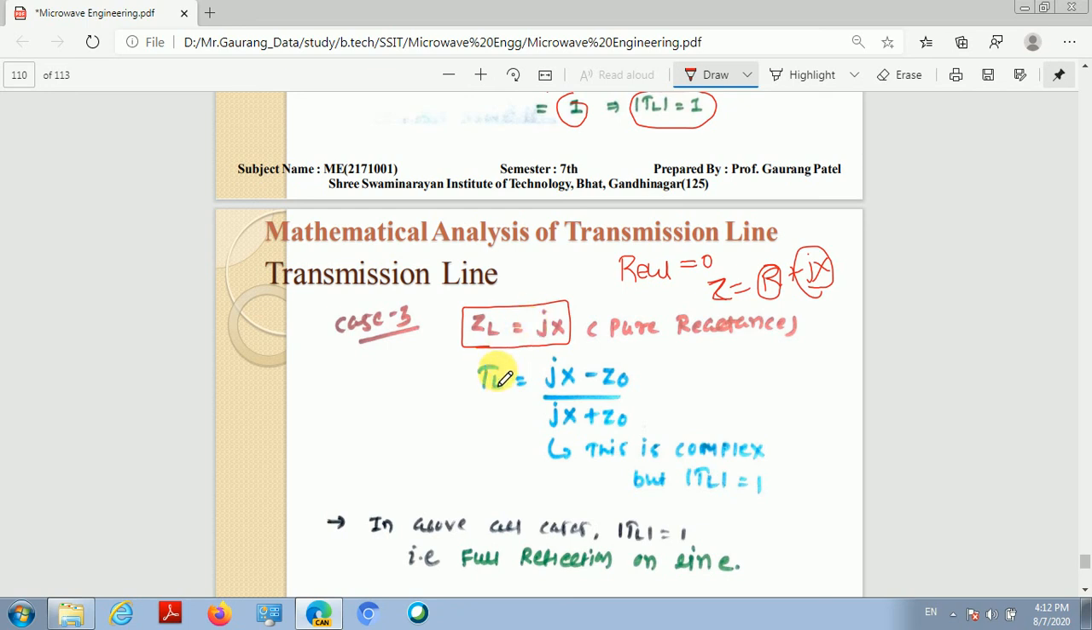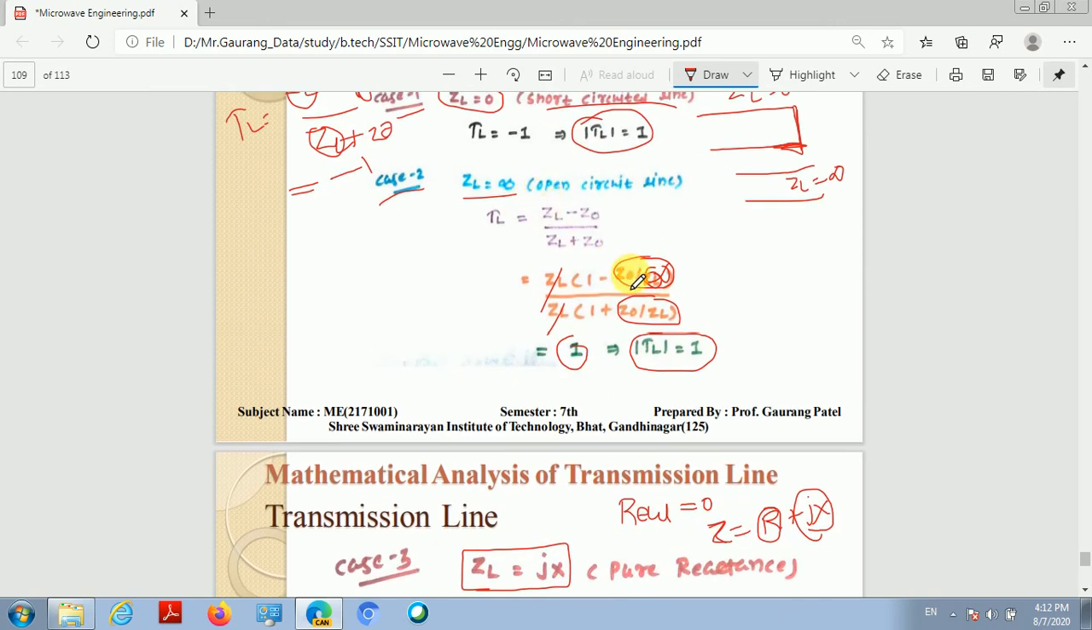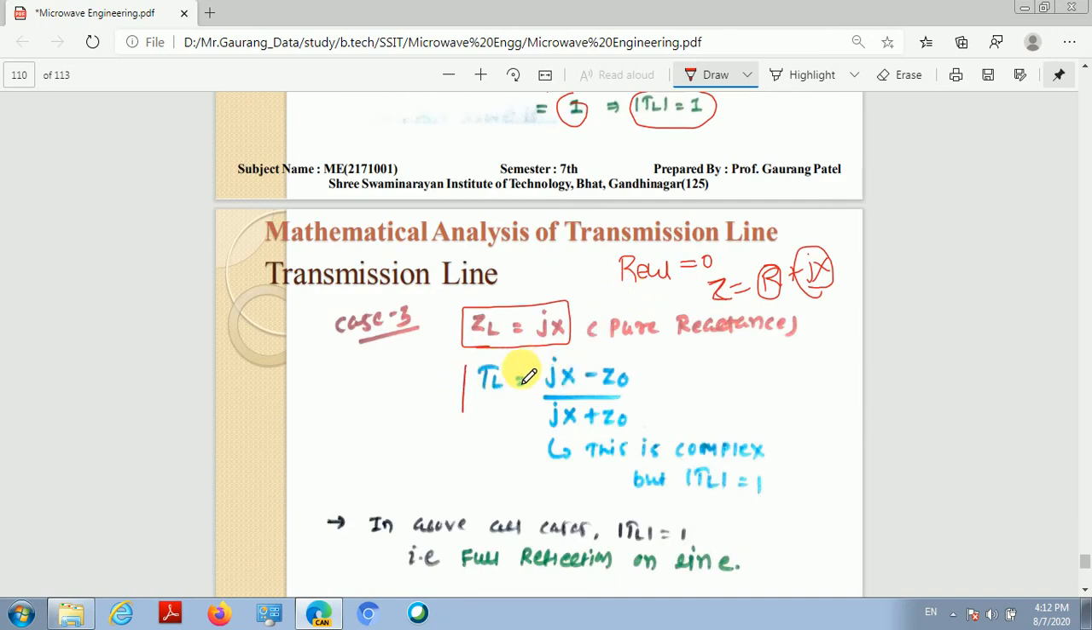So the reflection coefficient in that case is (jX minus Z0) divided by (jX plus Z0). Instead of ZL we put jX, and if we take the magnitude of this quantity, it is always 1, as it is complex. So in all these cases, case 1, case 2 and case 3, the reflection coefficient is 1, which is the upper bound on the value of the reflection coefficient.